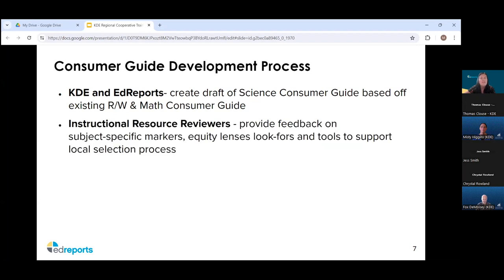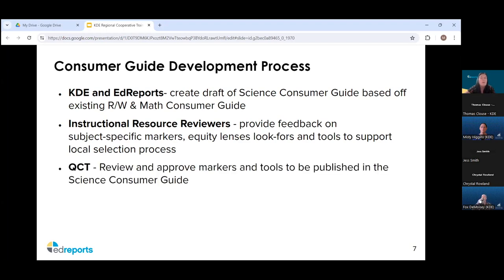The next step in the development process was to bring the draft to our instructional resource reviewers. They provided feedback on the content-specific portions, which included the science markers, the equity lens look-fors, and the science-specific tools designed to support the guide's use at the local level. The revised draft then went to our Quality Curriculum Task Force for their review and approval. This group was formed back in 2019 and is composed of teachers, school and district leaders, as well as higher ed representatives.